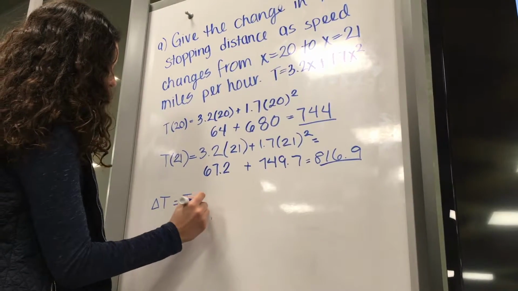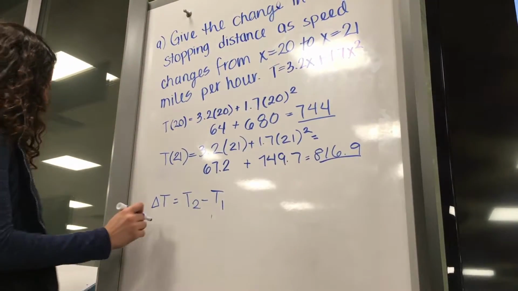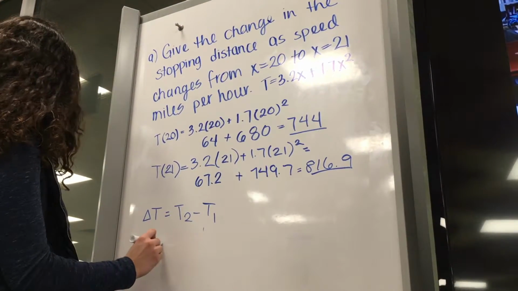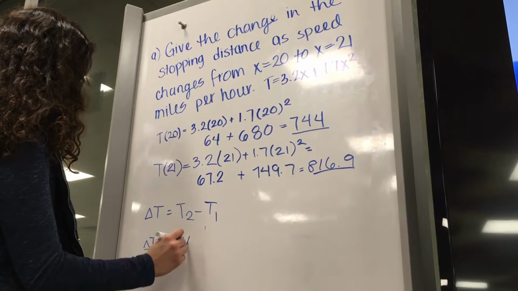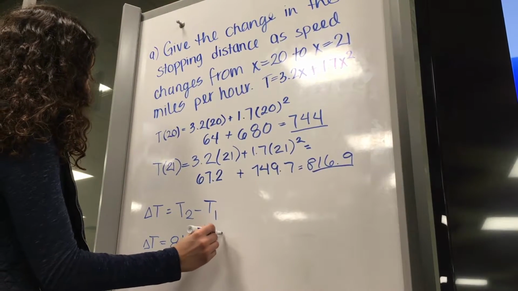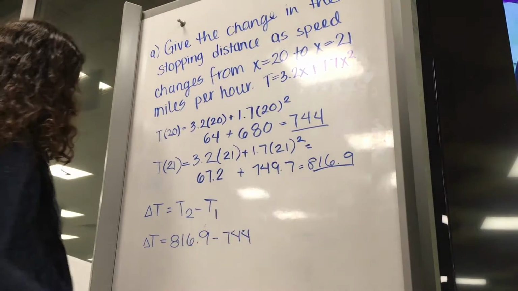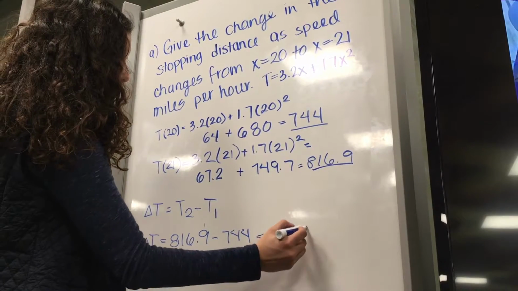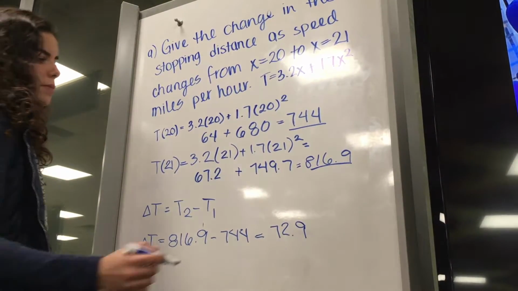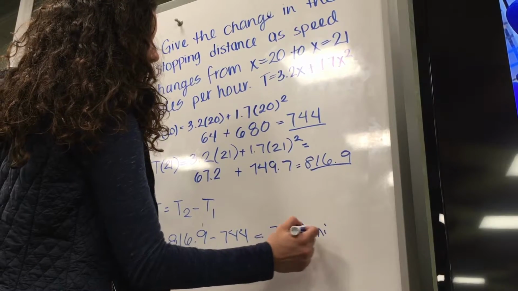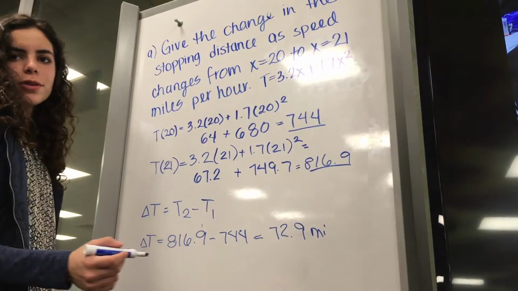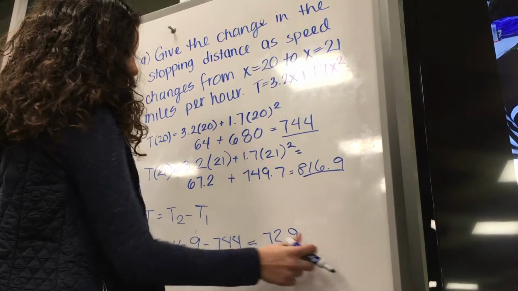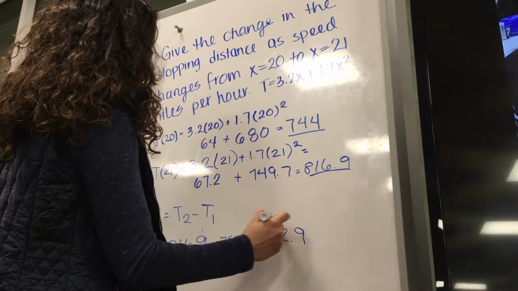And so to find the change in the stopping distance, our equation would be T2, which is stopping distance 2, minus T1, which is stopping distance 1. We use the speed and the equations we used last time. So we use 816.9, which is T2, minus 744, which is T1, and we get 72.1 in distance. So our change in the stopping distance would be 72.9.